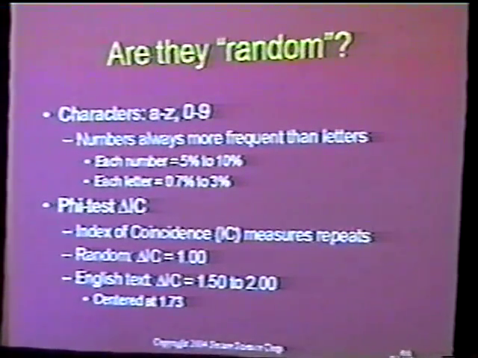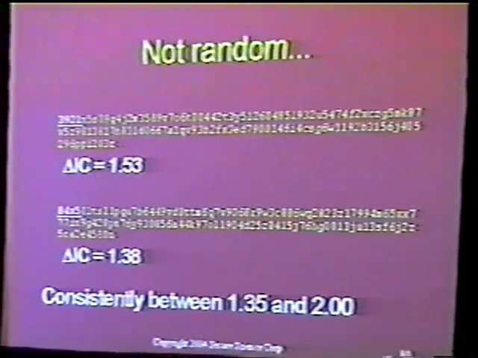And if they're English text, which is not random unless you spell like my brother, then you would expect a delta IC value between 1.5 and 2.0. So now that you know what a delta IC should look like, we can test these strings. And what we see is that they are consistently between 1.35 and 2.0. That is, they are consistently above random.